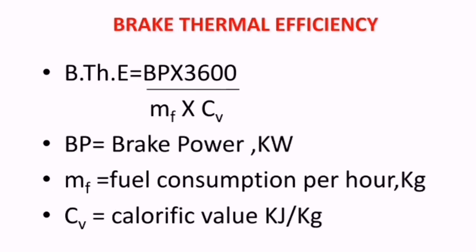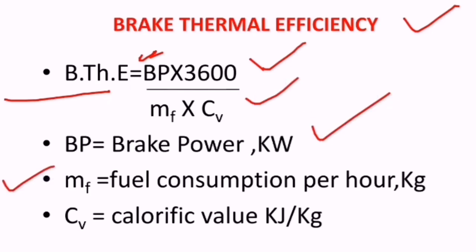So what is brake thermal efficiency? Brake thermal efficiency is the same as indicated thermal efficiency; here we just replace IP with BP. So BP into 3600 by MF into CV. BP is nothing but brake power, MF is fuel consumption per hour in kg, and CV is calorific value in kilojoules per kg. When MF is given per second, there is no need to use 3600.